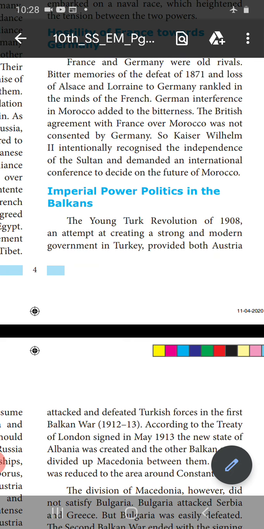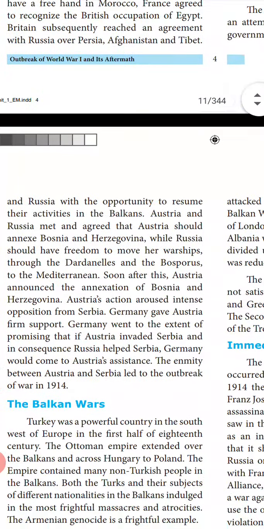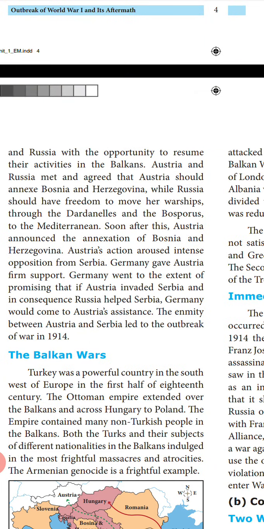Germany gave Austria firm support. Germany went to the extent of promising that if Austria invaded Serbia and in consequence Russia helped Serbia, Germany would come to Austria's assistance. The enmity between Austria and Serbia led to the outbreak of First World War. Understand children? That is how the World War started.